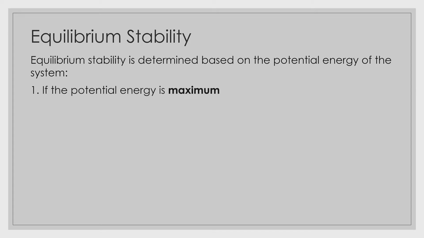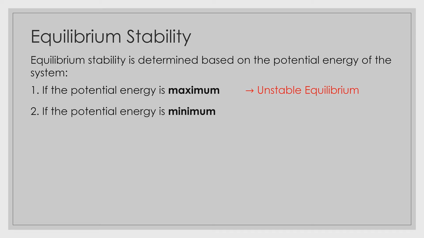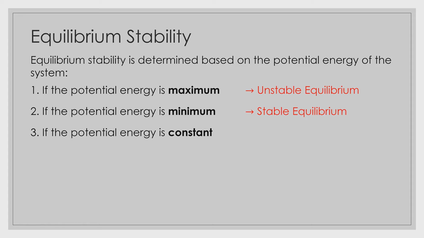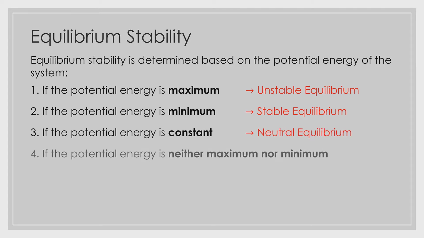And as you guys are going to see, the whole topic of this unit will focus around this idea of potential energy. So the first one is if the potential energy of the system is maximum. What does this mean? Well, this actually means that we have an unstable equilibrium. On the other hand, if the potential energy of the system is a minimum, this means that we have a stable equilibrium. If the potential energy of the system is constant, it means that we have a neutral equilibrium. But we also have a fourth case: if the potential energy of the system is neither maximum nor minimum, then we actually have no equilibrium at all.